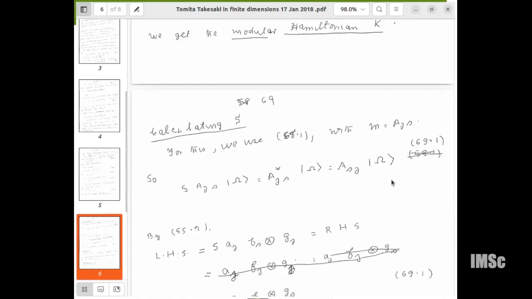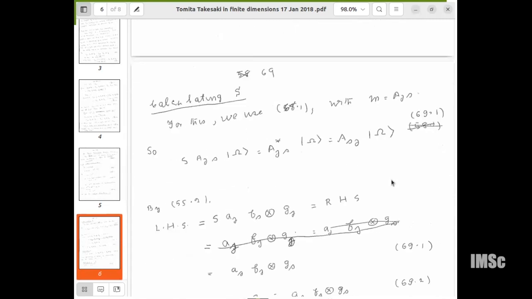So I want to tell you what this S is. So let me calculate S. This is what they call the modular involution. It is an operator which is an anti-linear involution. It is not unitary. It is in fact unbounded in the quantum field theory case. Necessarily unbounded.